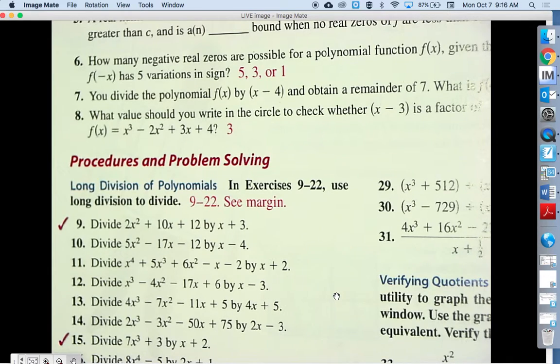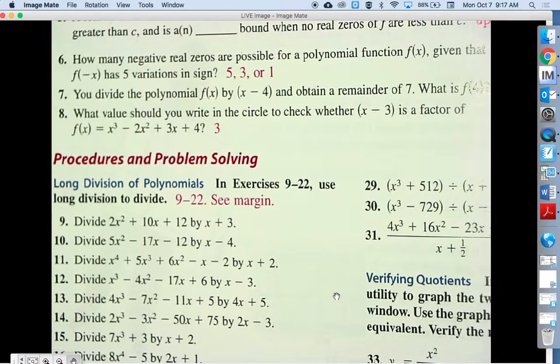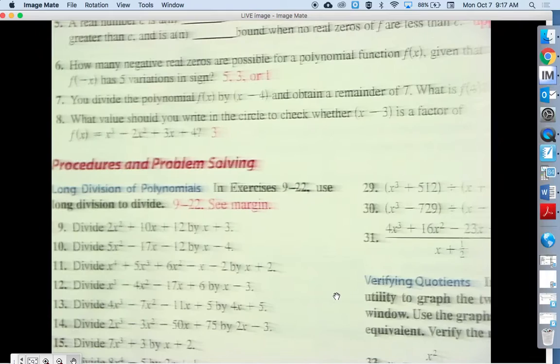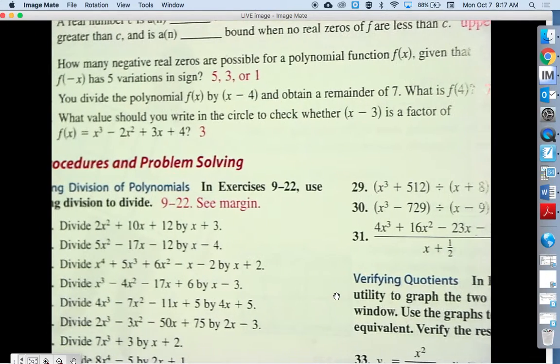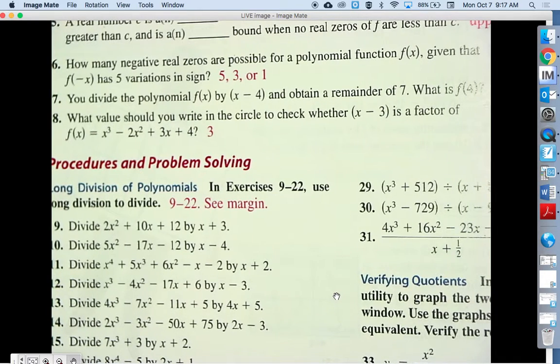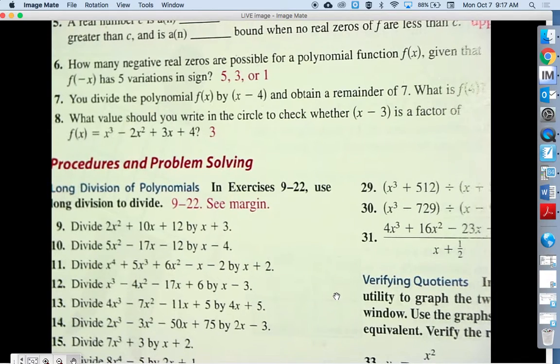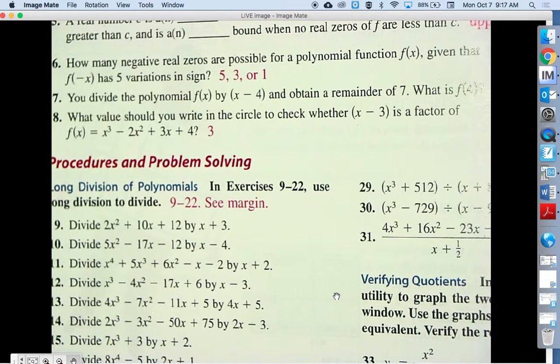The second question on there says, what value should you write in the circle to check whether x minus 3 is a factor of the problem. And then I had a little circle out there. Essentially, it's asking you the same question. If x minus 3 is a factor, what would the 0 be? Or what would the x value be?